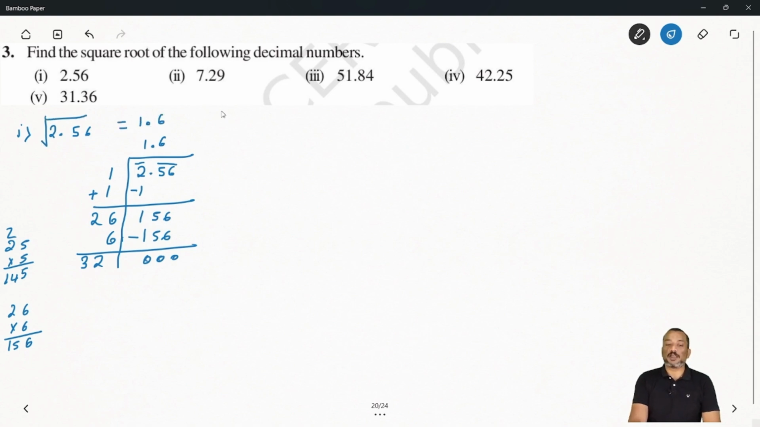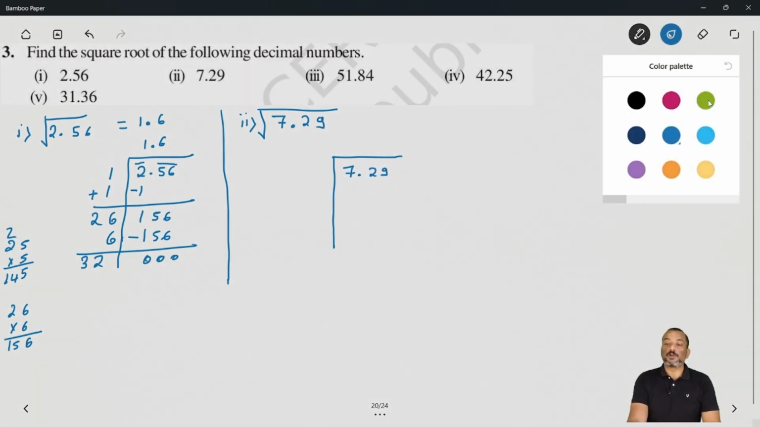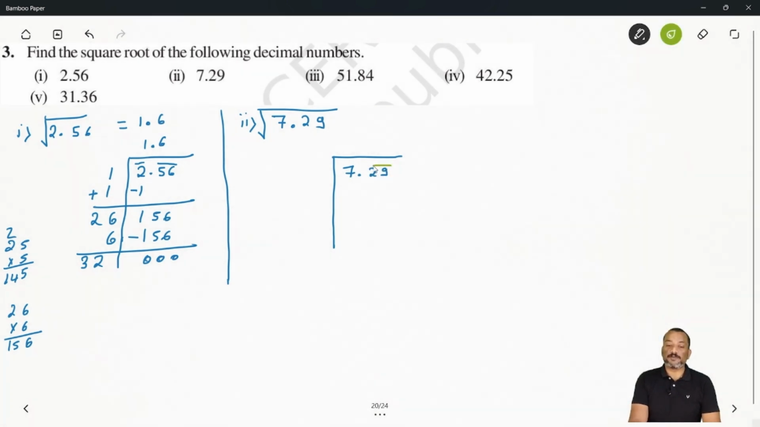Hope you understand how to find the square root of a decimal number. Now in the same way you can try with the second number. The second number given is 7.29, and we have to find its square root. Same way, we take the number here, 7.29. Here you make number pairs from right to left.